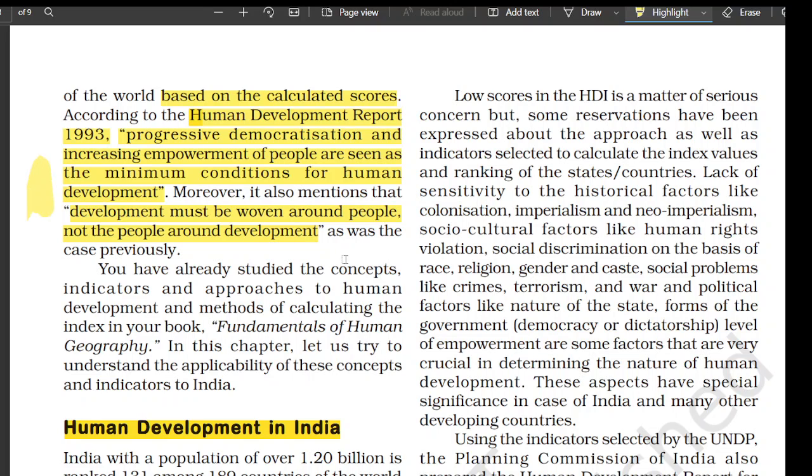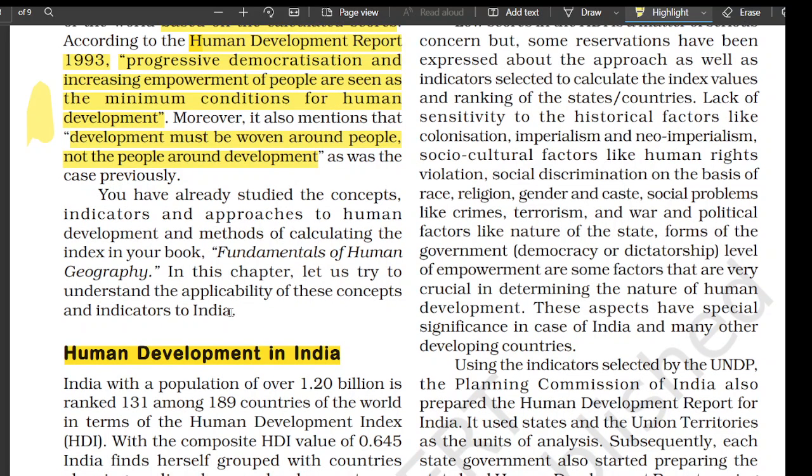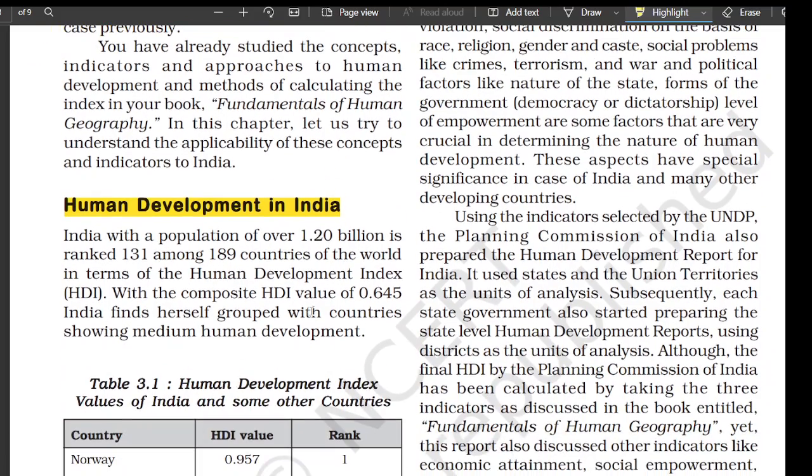If you have studied the concepts, indicators, and approaches to human development and methods of calculating the index in your book, Fundamentals of Human Geography, in this chapter, let us try to understand the applicability of these concepts and indicators to India. Human development in India. India, with a population of over 1.2 billion, is ranked 131 among 189 countries of the world in terms of the Human Development Index (HDI). With a composite HDI value of 0.645, India finds herself grouped with countries showing medium human development.